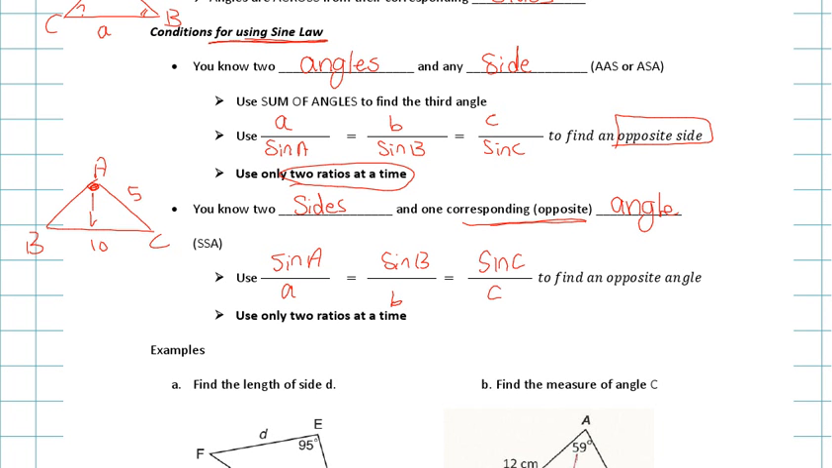Okay? Again, this is when you're finding an opposite angle. Right? So let's say in this case we're finding angle B. And then again, you only can use two of the ratios. So in this case, we're going to use A and B. Okay?